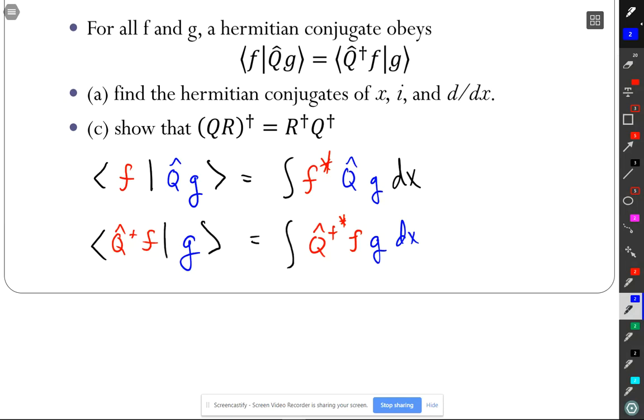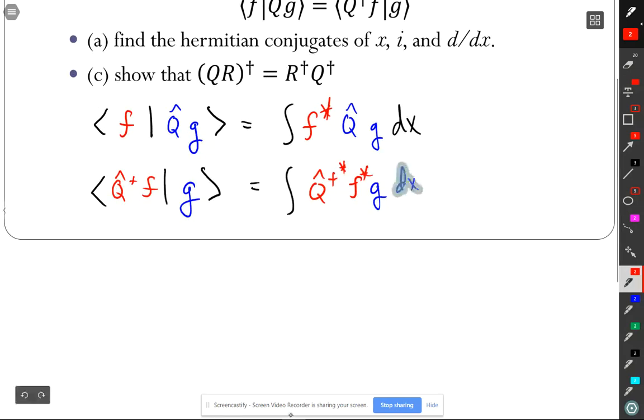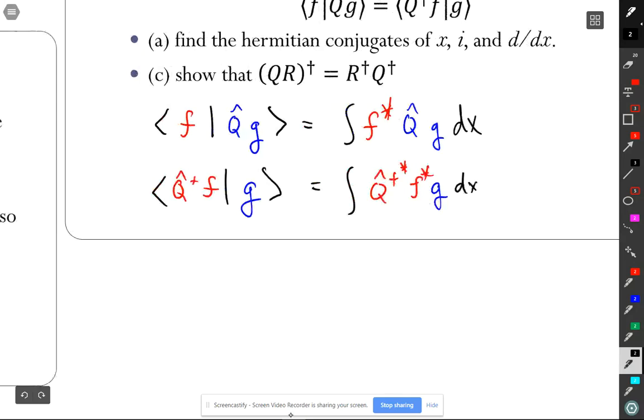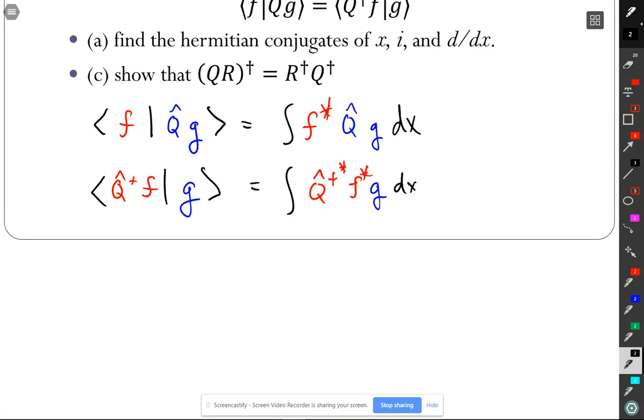So our definition up there says that these two have to equal each other, and we're going to use that to find what Q dagger is. So why don't we have F star anymore? We should. I did not write that for reasons that can only be considered as, what's that word when you can't remember stuff? Yes, forgetfulness. Okay, so now we can get to work.